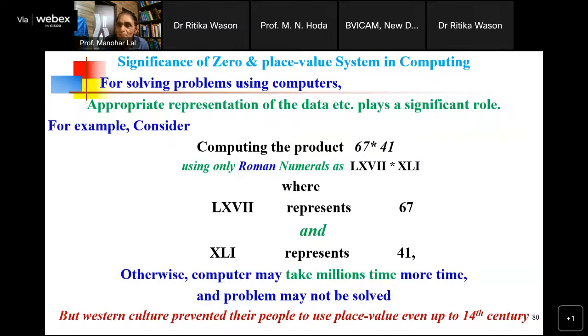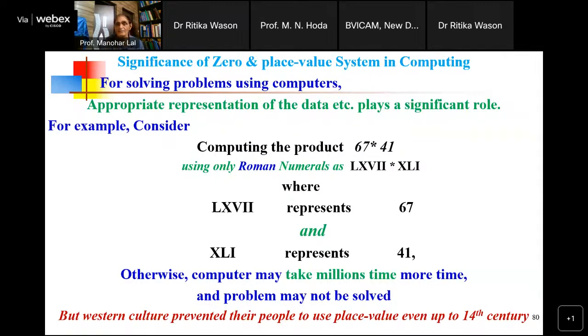Now, I give a simple example of how zero has played a very important role in the development of computing. Friends, on the left hand, you have the numbers written in Roman, which were used in Europe even up to the 13th or 14th century. And on the right hand side, if you try to find the product of these using purely Roman numerals, it may take 2 or 3 days, or you may not be successful at all. But on the right, if you use decimal numbers, it is child's play.